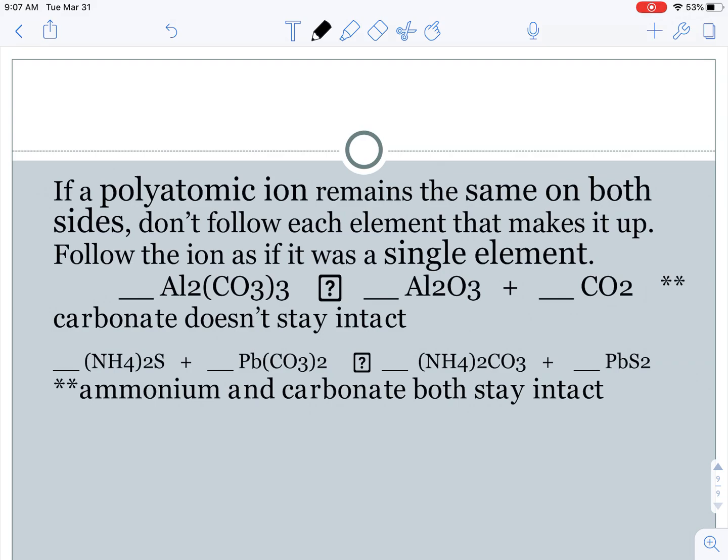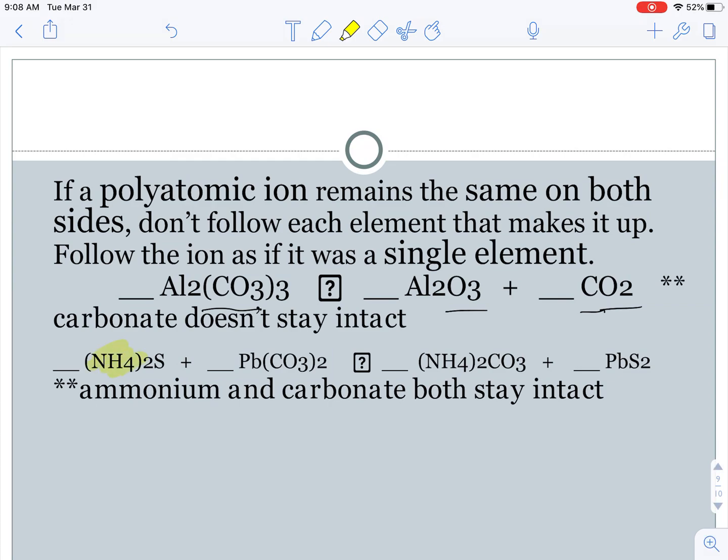And last but not least, be careful with polyatomics. A couple things you want to keep in mind is to see if it's staying intact or if it's not, if it's breaking apart. So in this first example, right, notice that the CO3, that carbonate ion, breaks up into oxygen and carbon dioxide, right? So just be careful. Sometimes you're going to have to see that polyatomic break up and kind of go from there. In other cases, it's going to stay together.